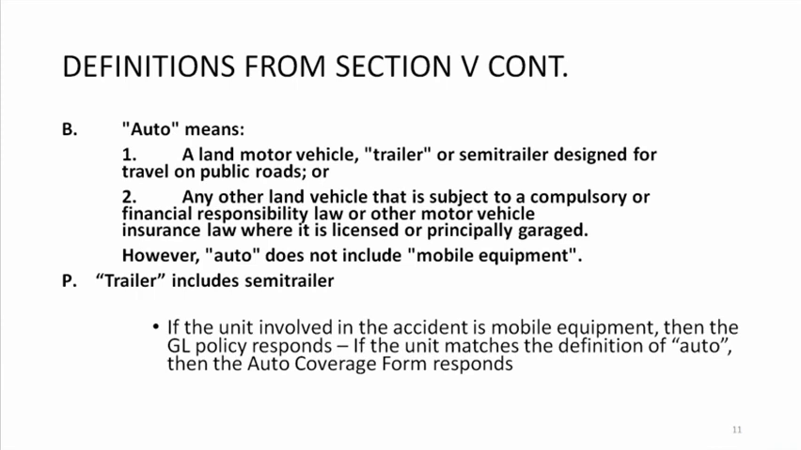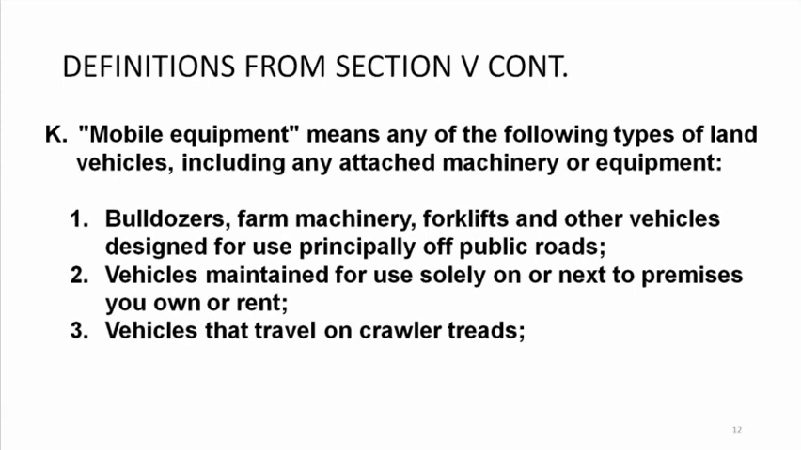If the unit involved in the accident is mobile equipment, then the GL policy responds. If the unit matches the definition of auto, then the auto policy form responds as long as it is a covered auto. So the definition, going back again to Section 5 of the auto form, is the same wording, the same definition you find in GL. There's no conflict here. The two policies work together by having the same definition of auto and the same definition of mobile equipment in each. This is the definition of mobile equipment.